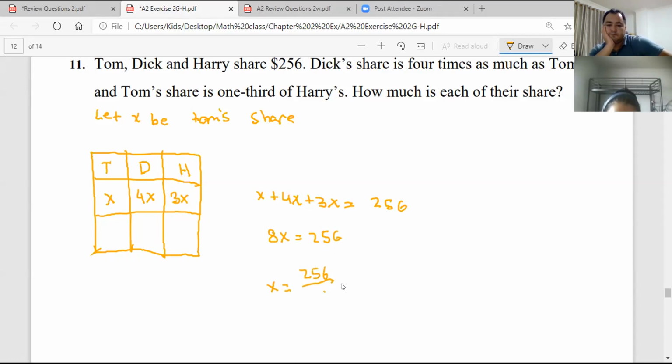x equals 256 over 8. Can you divide it by 8 mentally? Shahina, you can write it like this, right? 240 plus 16 over 8, because this one is easy to divide by 8. 240 divided by 8 is 30. 16 divided by 8 is 2. So this is 32.